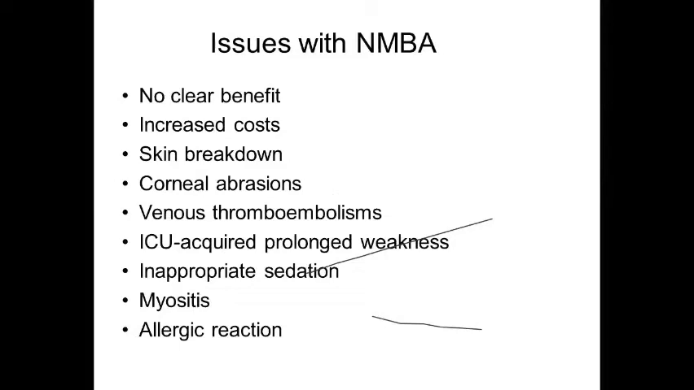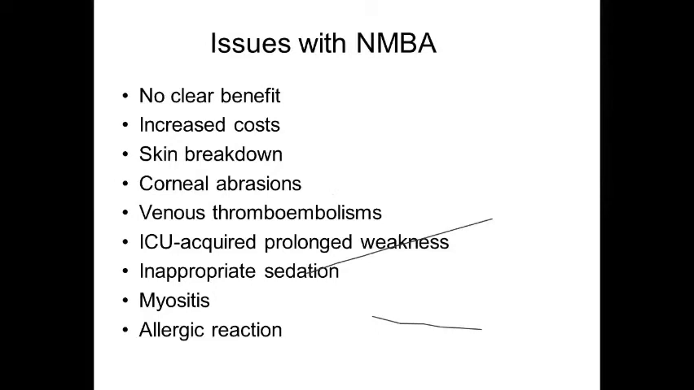Well, there are some issues that we know from the literature. Number one issue is there is no clear evidence, which is very important. There are increased costs, especially with cisatracurium, which I love to use in case I use a neuromuscular agent. Skin breakdown, corneal abrasions, venous thrombosis and DVTs, ICU-acquired weakness, and that's the major thing that we are trying to avoid when we are applying bundles.